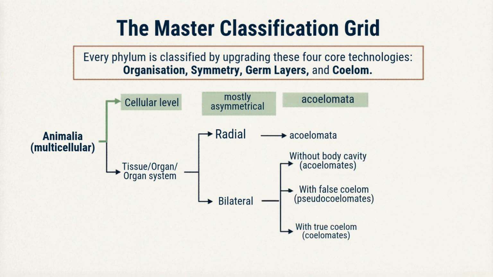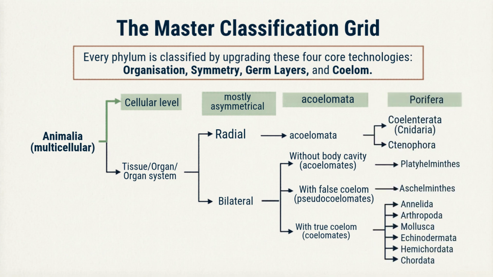Bilaterally symmetrical animals show more complexity. These are further divided based on their body cavity. Flatworms are acoelomates with no body cavity. Roundworms have a false body cavity and are called pseudocoelomates. Finally, more advanced groups like annelids, arthropods, mollusks, echinoderms, hemichordates, and chordates have a true coelom. This step-by-step classification shows how animal complexity increases from simple to more advanced forms.